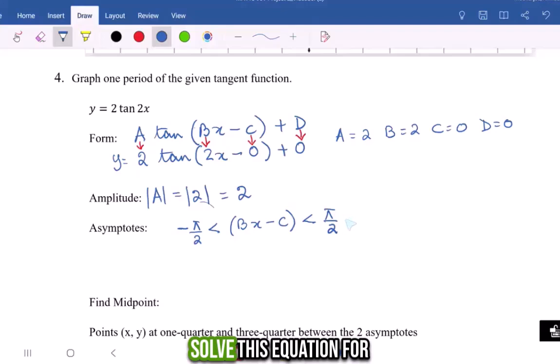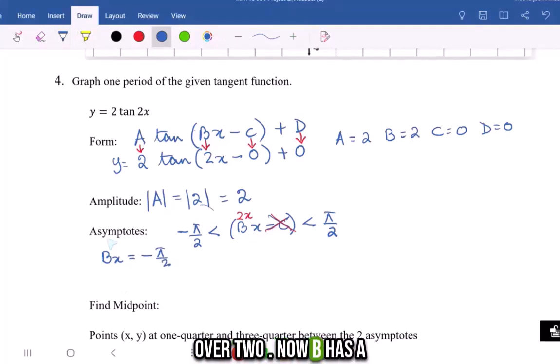Therefore, if we can solve this equation for x, then we can find the location of the left-hand side asymptote and the right-hand side asymptote. So this is how I'm going to go ahead and solve this. Now there's no minus c in our equation, therefore we can forget about the minus c, correct? We can cross that out. But bx has a value of 2x. Therefore the way we will solve this is make bx equal to negative pi over 2. Now b has a value of 2, so 2x equals negative pi over 2.